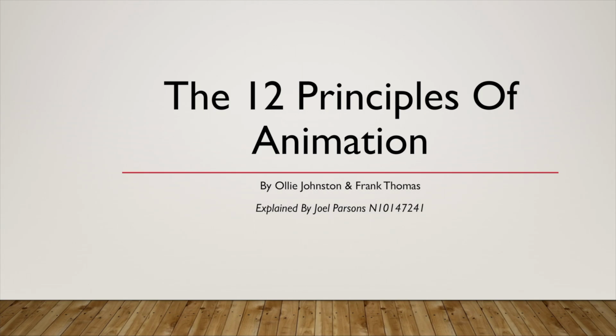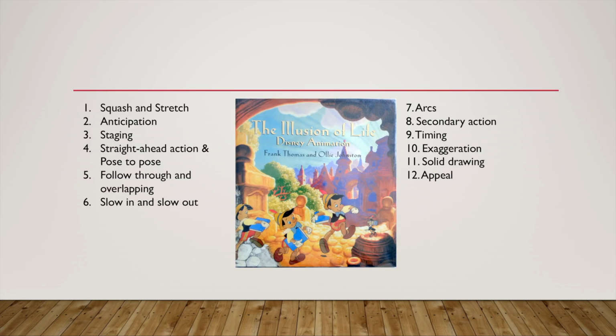This is a short video introducing the 12 basic principles of animation. They were first explained and introduced by the animators Ollie Johnson and Frank Thomas in their book The Illusion of Life Disney Animation. At the time of release, both animators were working for Disney and they used previous animators' work from the 1930s and onwards to help convey these complex ideas.